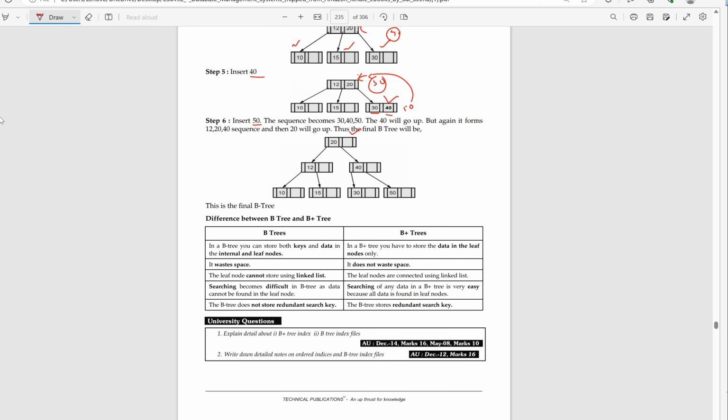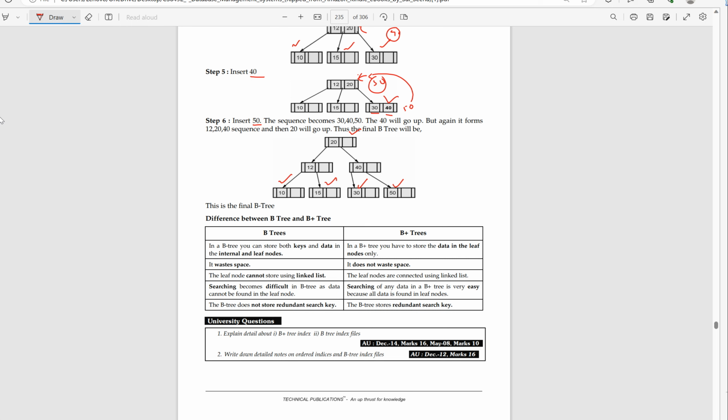The 20 comes to the upper side, and at this level lesser than 20 is 12 and greater than 20 is 40. The elements that come under 40 are placed here, and then greater than 40 are placed here, lesser than 12 are placed here, and greater than 12 are placed here.